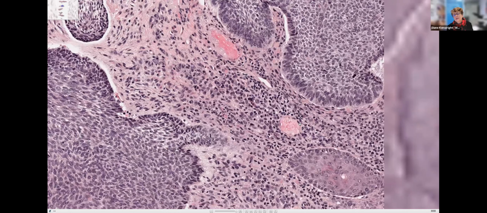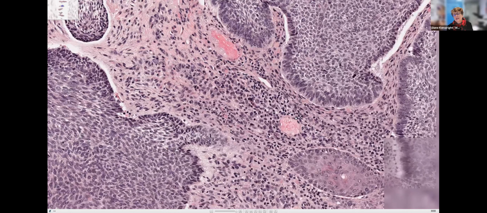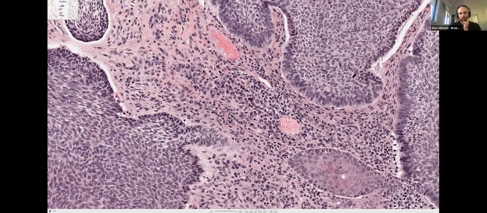All right, so this is the basement membrane of the vessel, and these are the endothelial cells. Yeah. Yep. And all this is inflammation. Basement cells, lymphocytes, that sort of thing. So not vascular invasion. Look at that fabulous palisade. It's very good.